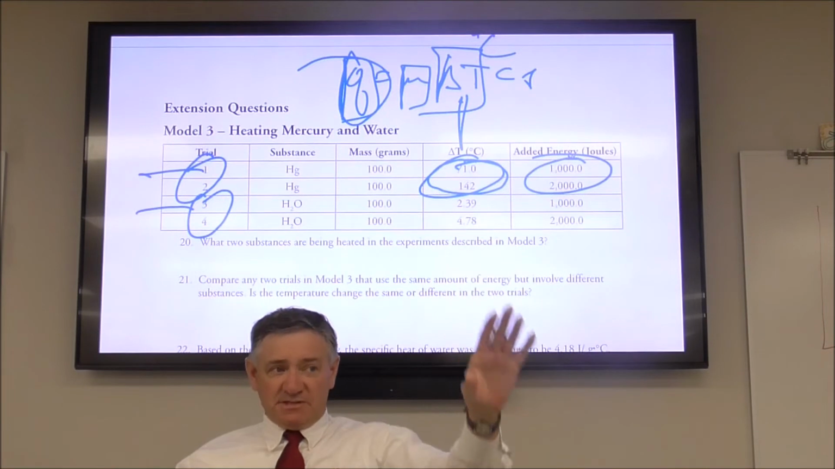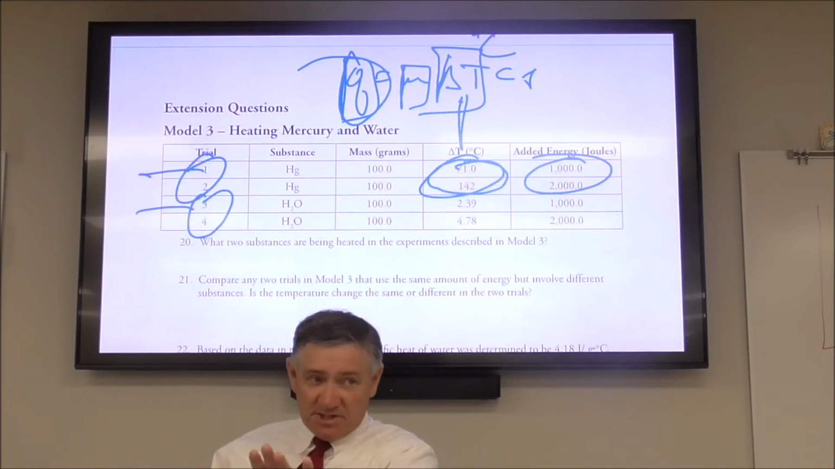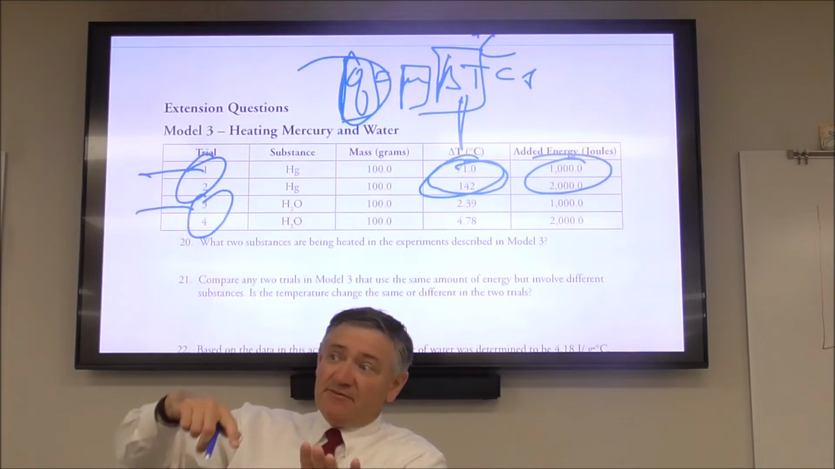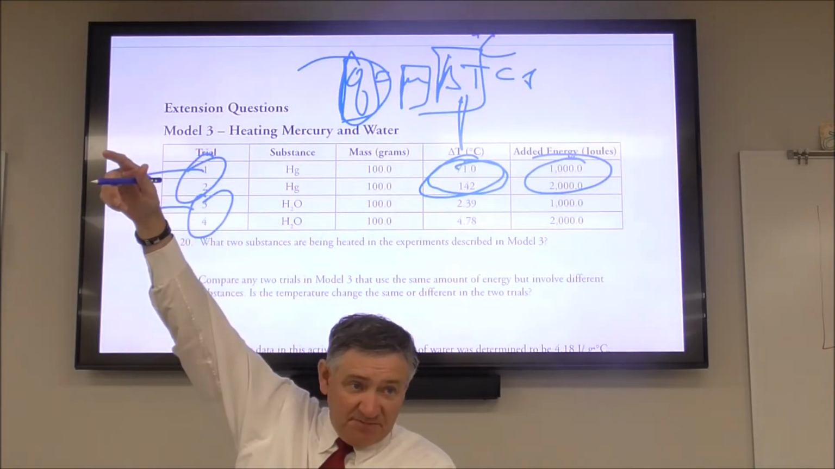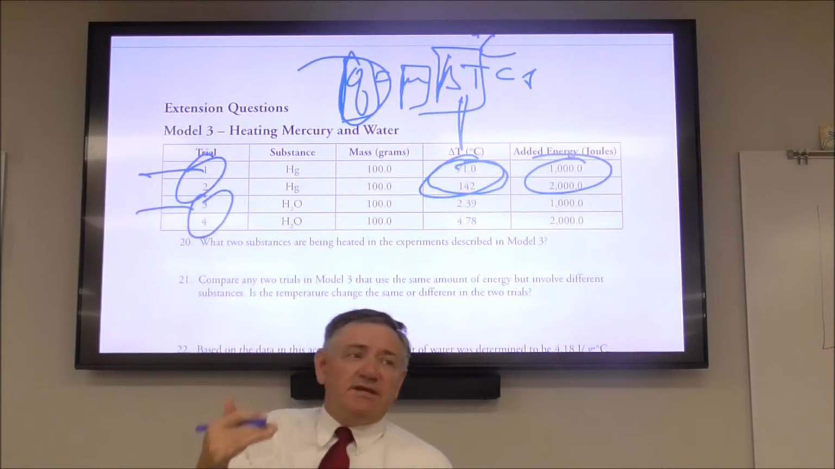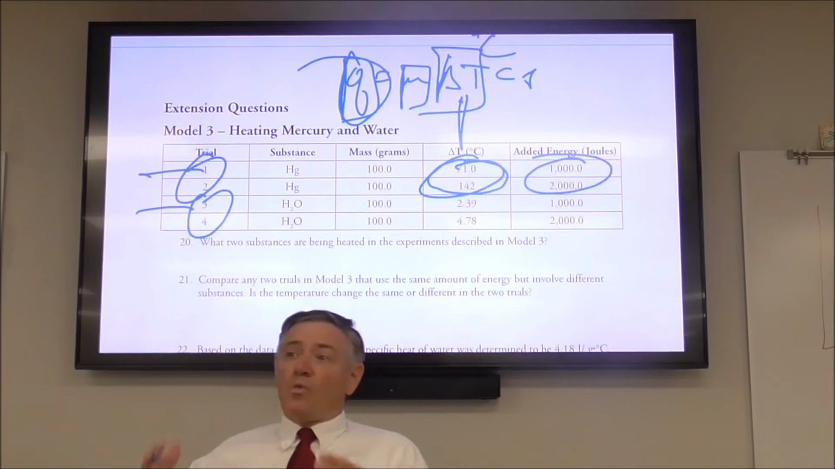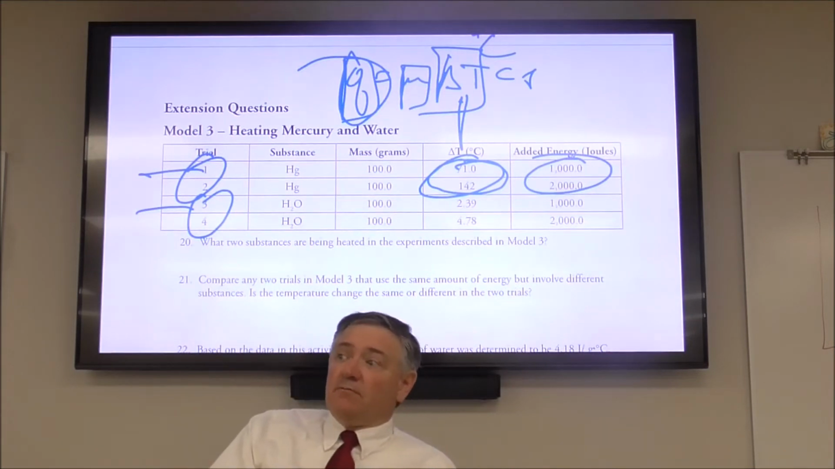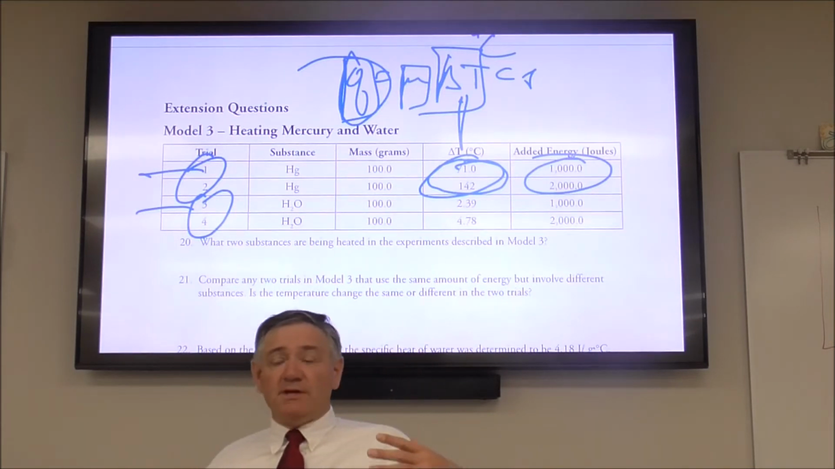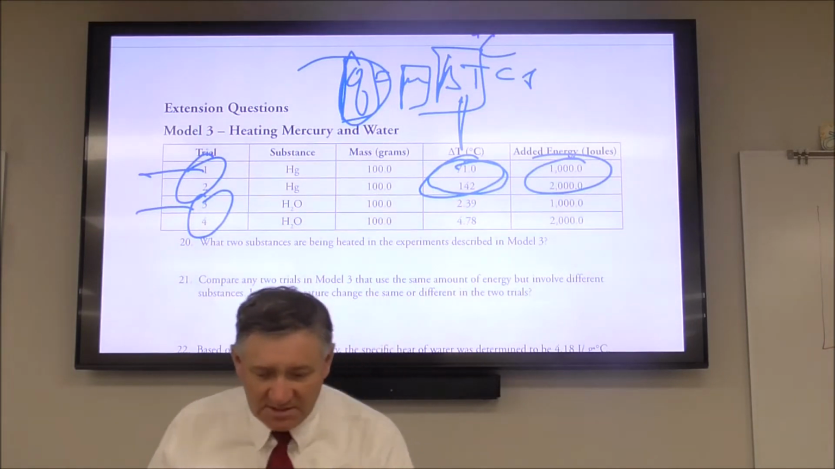Now, water's just the opposite. With water, I'm going to dump in the same amount of energy, same mass. Water has a small change in temperature, so therefore it has to have a big specific heat. What that means is that it's very easy to heat up mercury, but it's also easy to cool down. Water is tough to heat up, but once you get it warm, it contains a lot of energy that you can use to release back out.